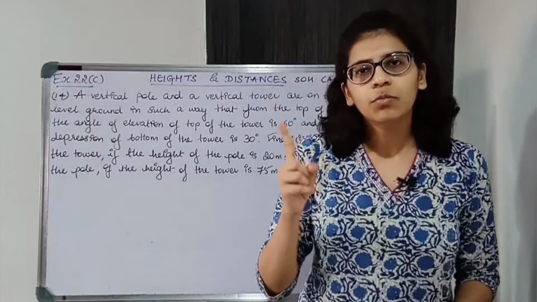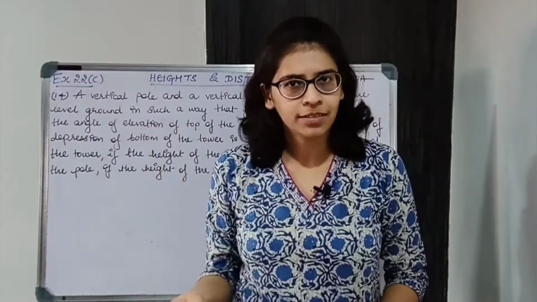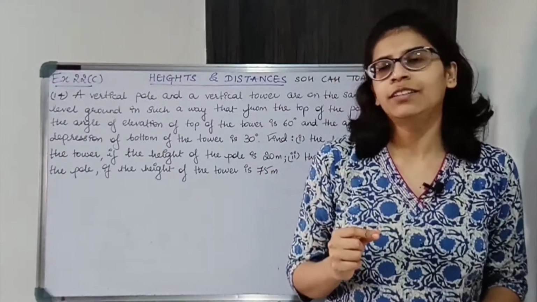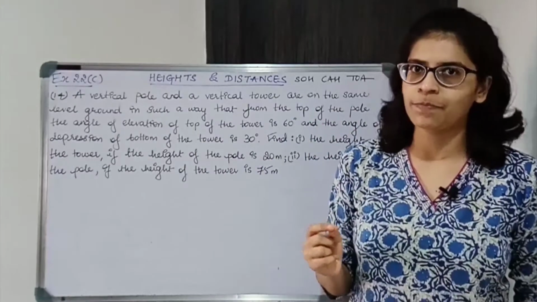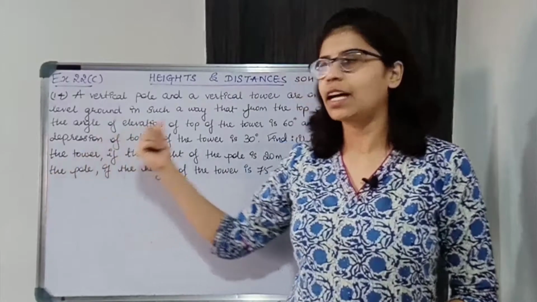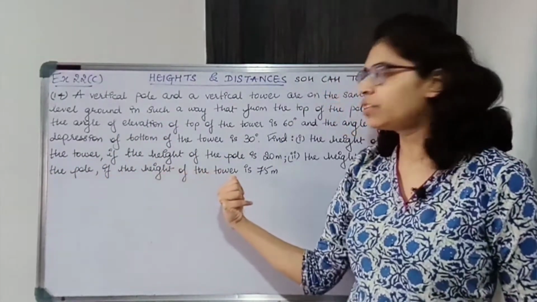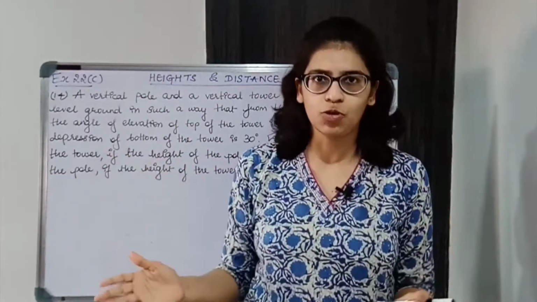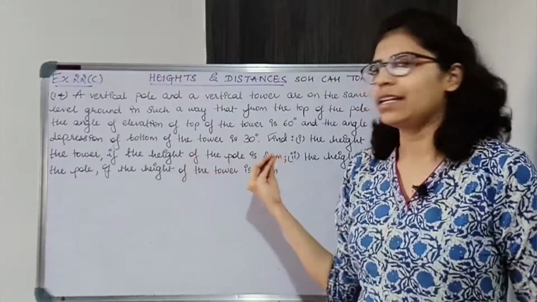There is a vertical pole and a vertical tower. That is a standing pole and a standing tower. Vertical means standing. Now if you read the question carefully, the heights are different in both cases, so the diagrams will be different. Draw separate diagrams. In the first part, you have to find the height of the tower and the height of the pole is given. In the second part, you have to find the height of the pole and the height of the tower is given. So draw separate diagrams because the heights are changing. The rest of the condition is the same, the angles are the same. The only thing is the heights are changing.